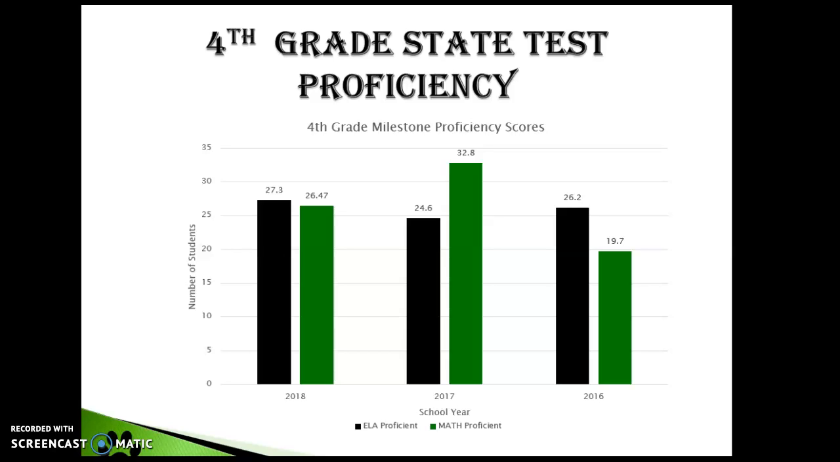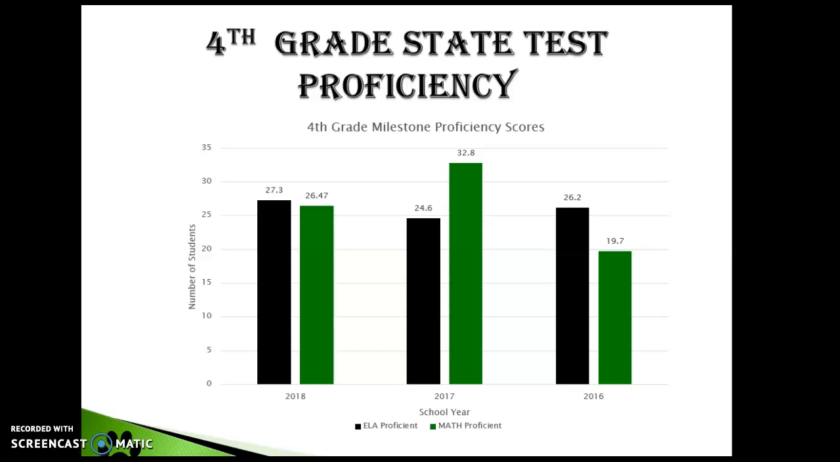Okay, so this is 4th grade milestone proficiency, and it's broken down into ELA and math as well by school year. You can see that math was pretty low in 2016 for fourth grade, but rose really high. I mean, that's an excellent amount of growth for 2017, and then fell again in 2018. And with ELA, you have a pretty good percentage in 2016. It fell off a little bit in 2017, and we gained more proficiency in 2018.